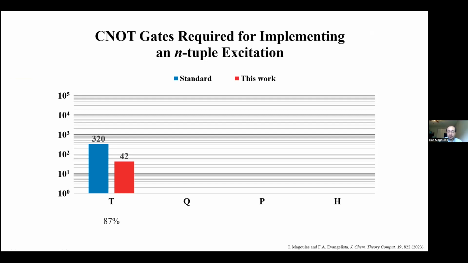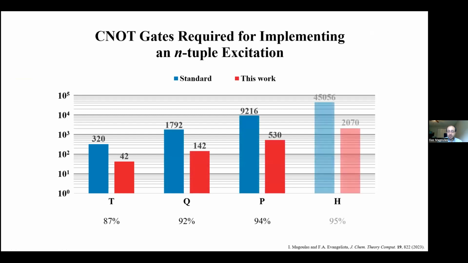What is even more impressive is that the percent reduction gets better and better as you go to higher rank excitations. So if we look at hextuple excitations, the standard approach needed more than 45,000 CNOTs, but with our scheme, you need about 2,000. One thing I forgot to mention is that the novel circuits that we propose are actually equivalent to the standard ones. And what that means is that there is no loss of accuracy by switching from the standard circuits to what we proposed. Now the question is, how were we able to do this?